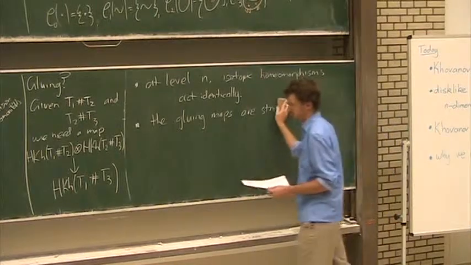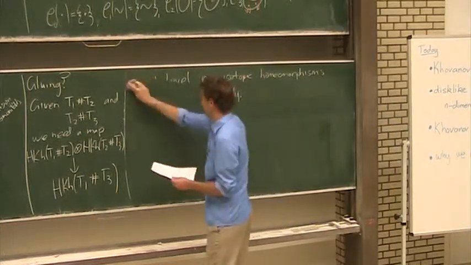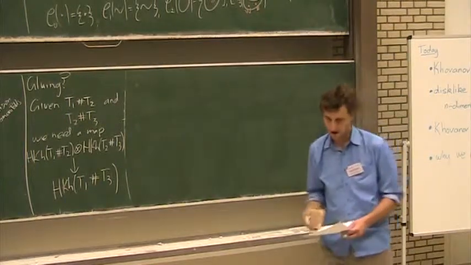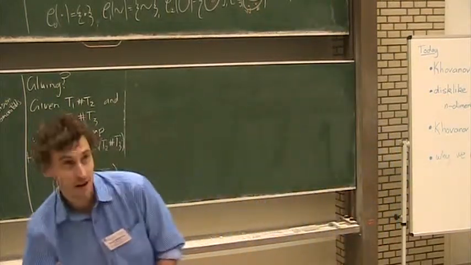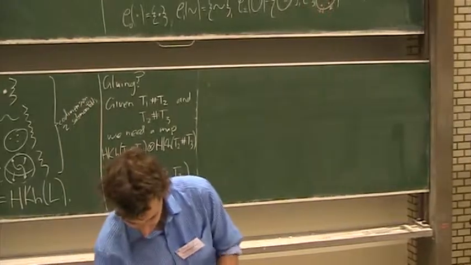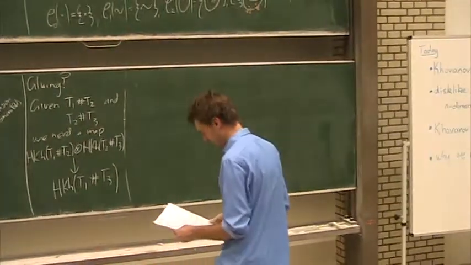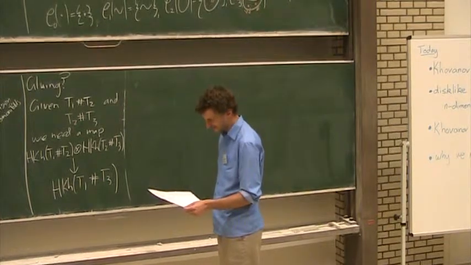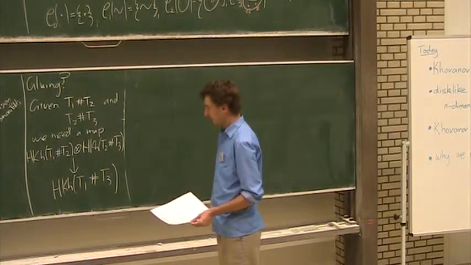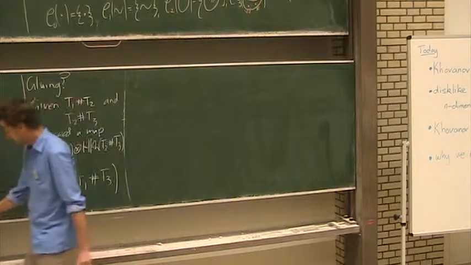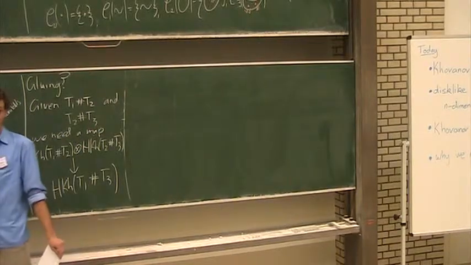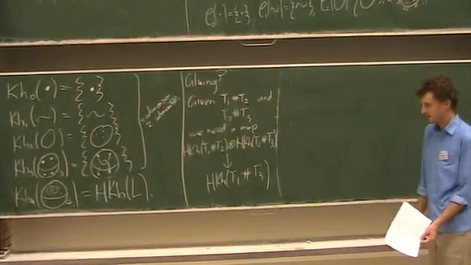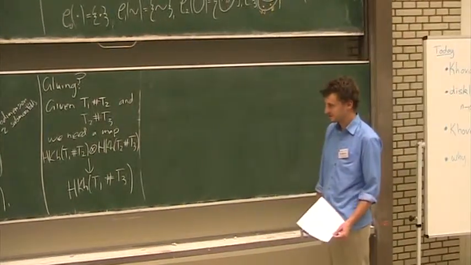Okay. So we built a fork. Now, there are some technical details in this, which I will briefly tell you about, but maybe not write down. Notice that here we had a link in S3, not a link in B3. And this really requires a little bit of new technology over what's in the literature for Khovanov homology.